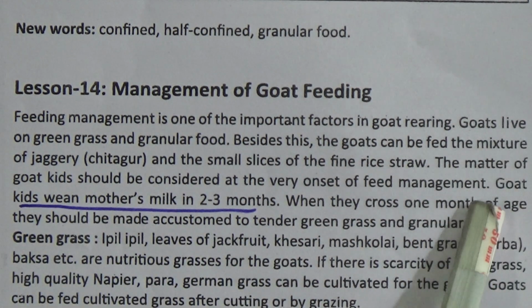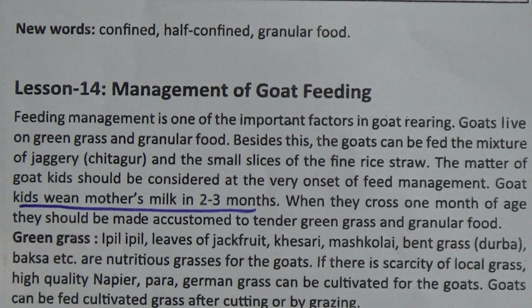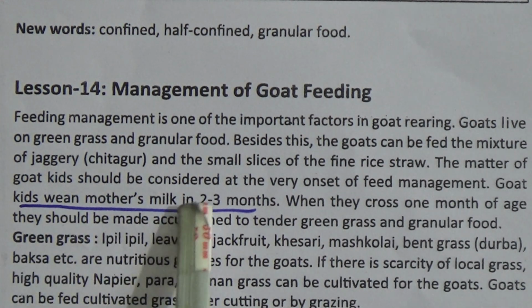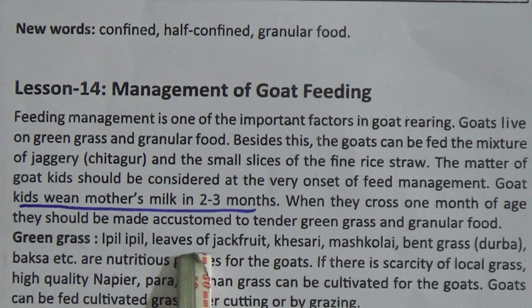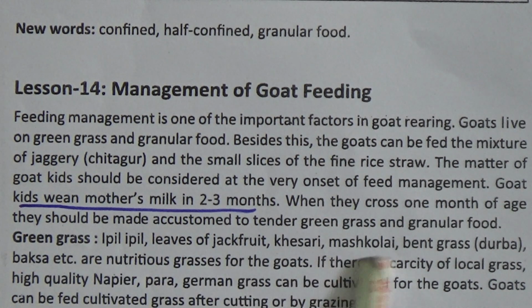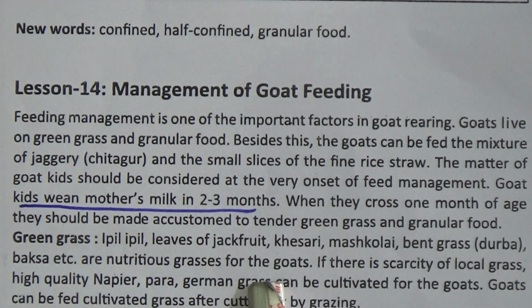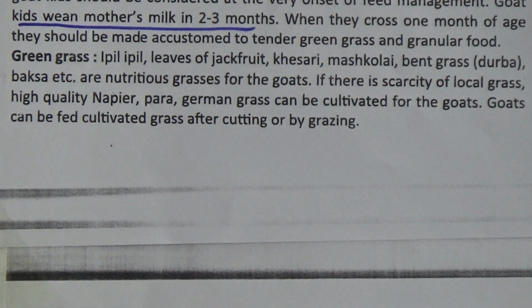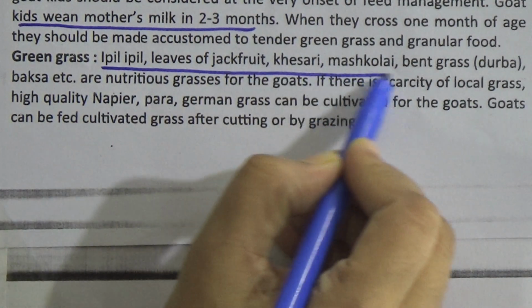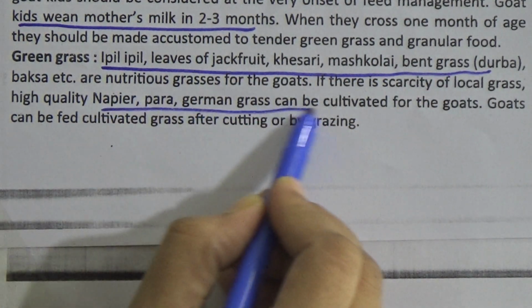My dear students, I am repeating this sentence. Everyone follow. Goat kids wean mother's milk in 2 to 3 months. Now, green grass. Ipil, leaves of jackfruit, kheshari, mashkalai, bent grass, that means durba, baksha, etc. are nutritious grasses for the goats. If there is a scarcity of local grass, high quality Napier, Para, German grass can be cultivated for the goats. Goats can be fed cultivated grass after cutting or by grazing. So you should memorize the names of the trees' leaves.